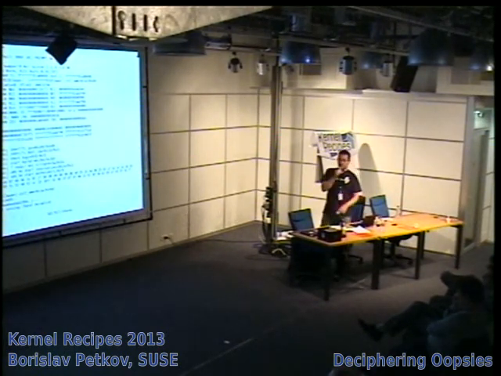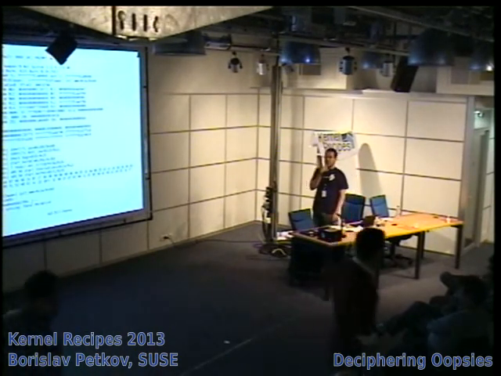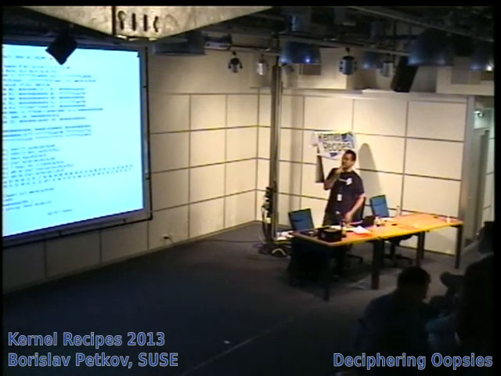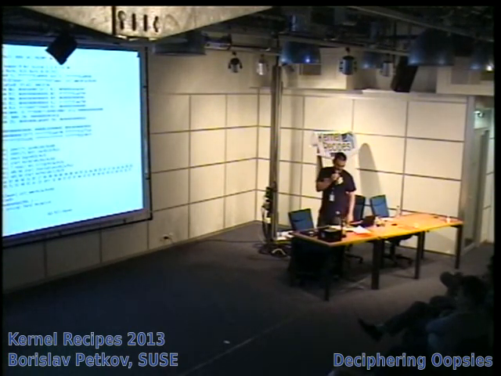Oh yeah, by the way, when you report oopses and kernel people say send me the whole oops, it has to have everything. It has to have the RIP, the register snapshot and stuff. But I'm going to explain everything. Right, and let's start.